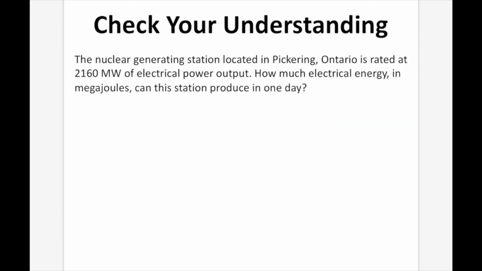The nuclear generating station located in Pickering, Ontario is rated at 2,160 megawatts. How much electrical energy in megajoules can the station produce in one day?